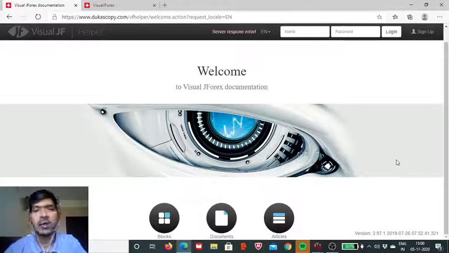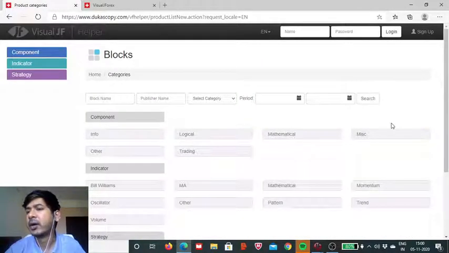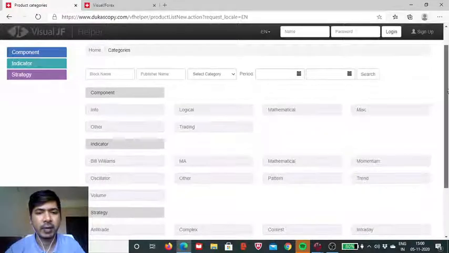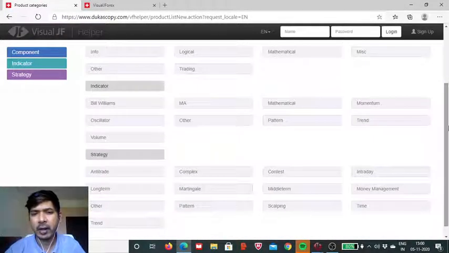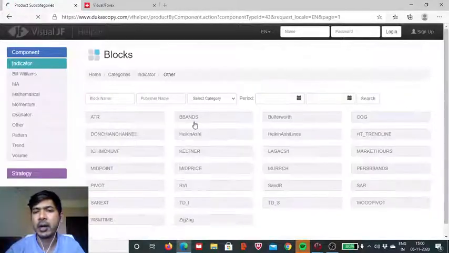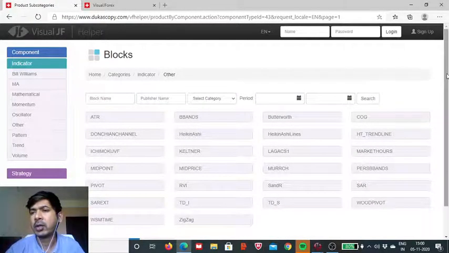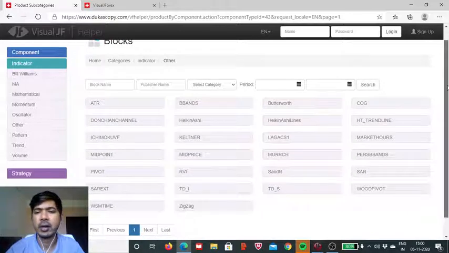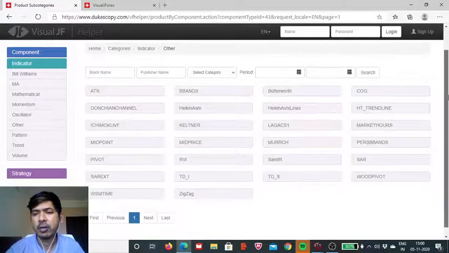Vaibhav. In today's session of Visual JForex, I will be explaining the use of the indicator named TDI, that is the Tom DeMark indicator. This is an oscillator developed by Tom DeMark, and it has been fairly popular, and it's more or less like RSI. Of course, there is some difference, but the basic use of this indicator is like an oscillator, where we try to use it for determining the trend as well as the strength of the trend.